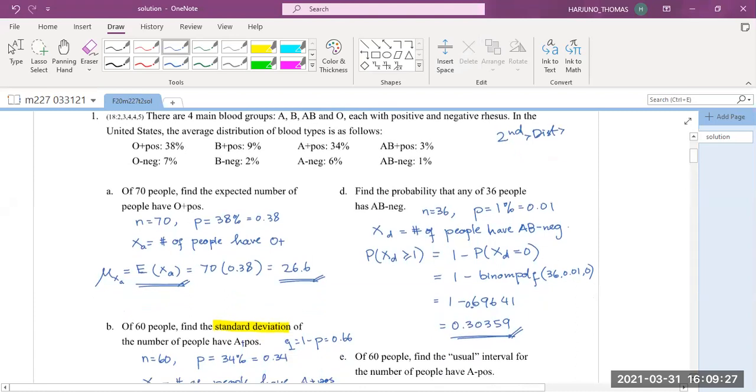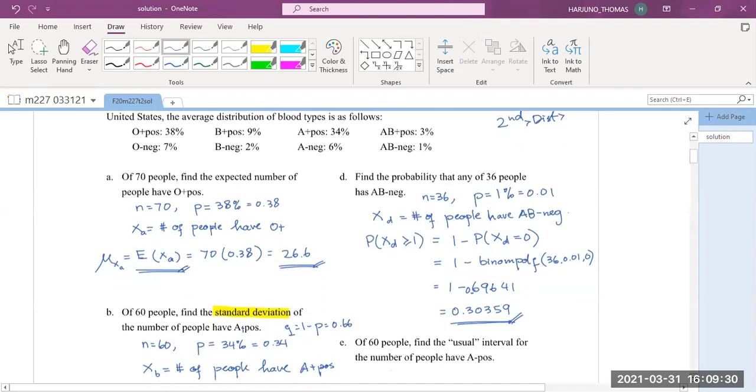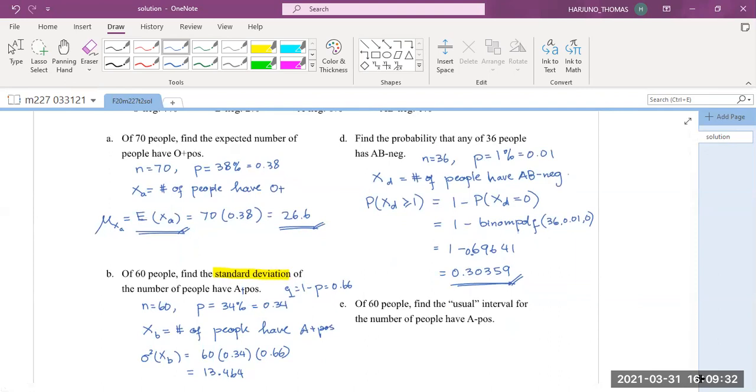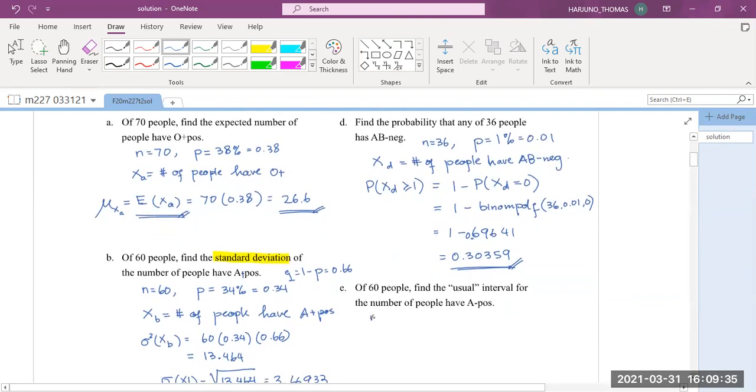Part E. Find the usual interval for number of people having A positive. So N equals 60 and P is 34% for A positive. Actually, that's the same as part B, exactly the same, because even the number of trials is the same. Okay, that's the number of people who have A positive.